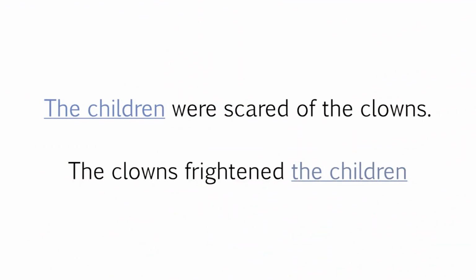Because experiencers have this in-between status, we sometimes see them in pairs of verbs where the experiencer can be the subject or the object. Like in these examples, the children were scared of the clowns. The clowns frightened the children. We could say that Phoebe and Sunjin are experiencers of their tripping and winning events. They don't cause the events to happen, but they are aware of the events happening.